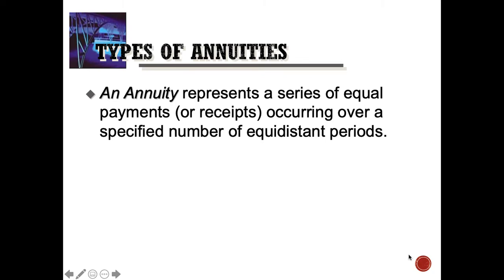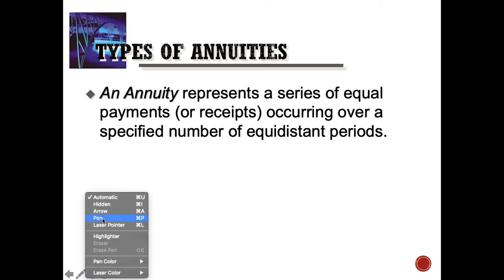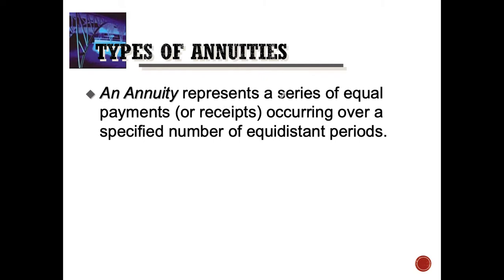Okay, we move to types of annuities. An annuity represents a series of equal payments or receipts occurring over a specified number of equidistant periods. This is the keyword: series of payments.